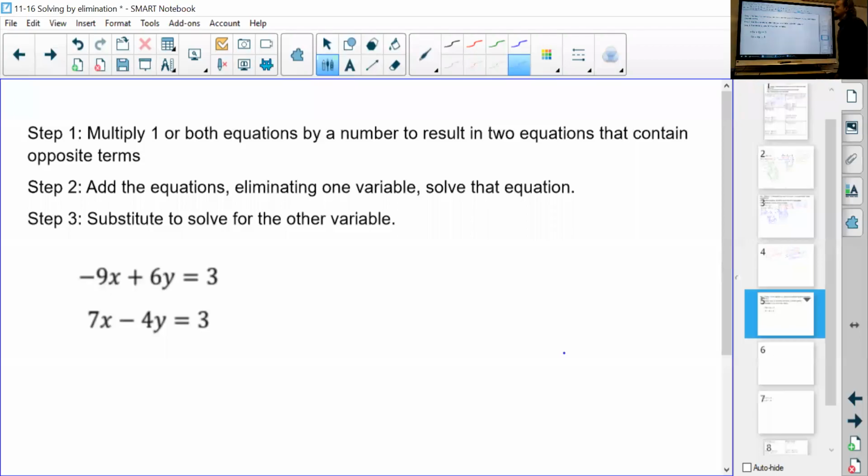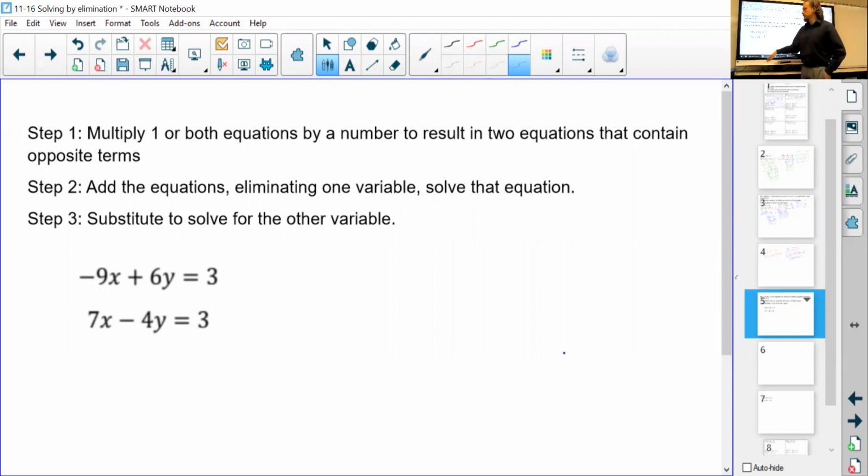All right, one more day solving by elimination. Same rules as yesterday. We just have some slightly more annoying kinds of problems today. So we said yesterday you have to multiply one or both equations by a number to get opposite terms. Yesterday, you just multiplied one equation and then it would look nice. But you're going to see some problems today where that's not the case.